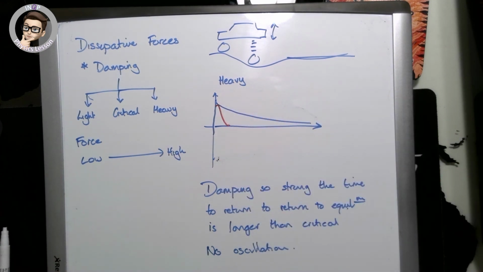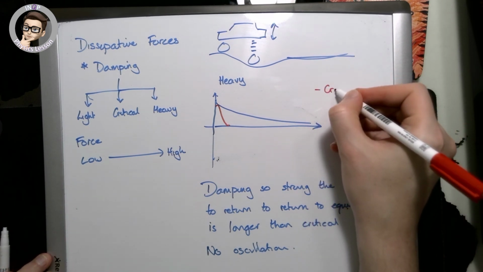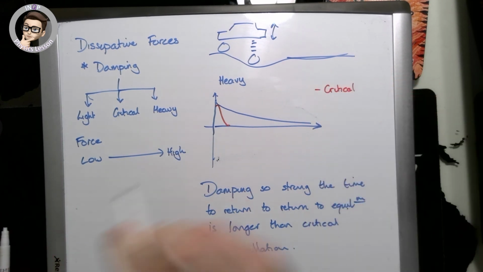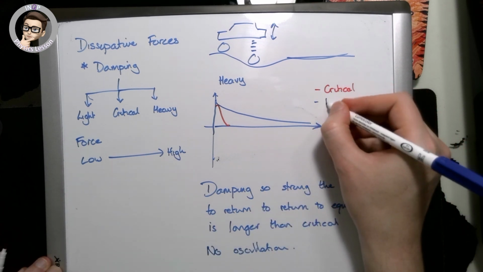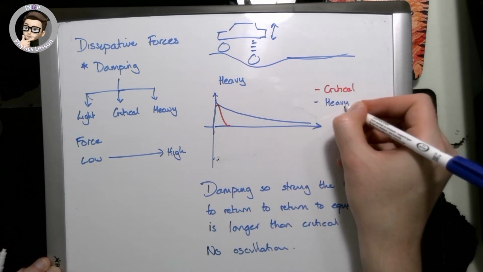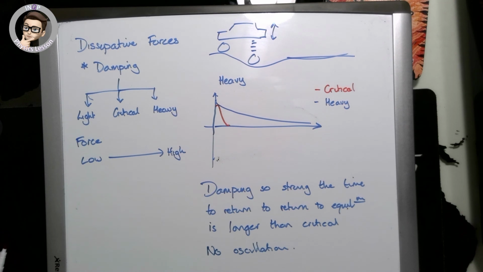as critical, which would be the red line. So that would be critical, and that would be heavy. And we'll not put light on there because it becomes too complex.